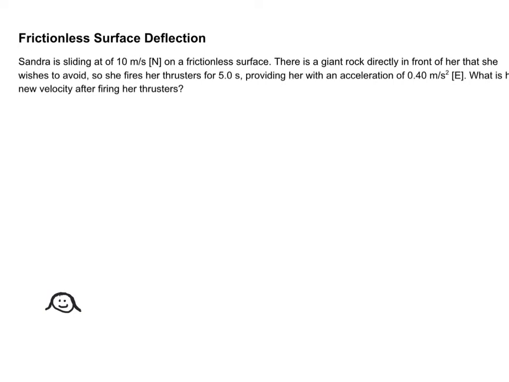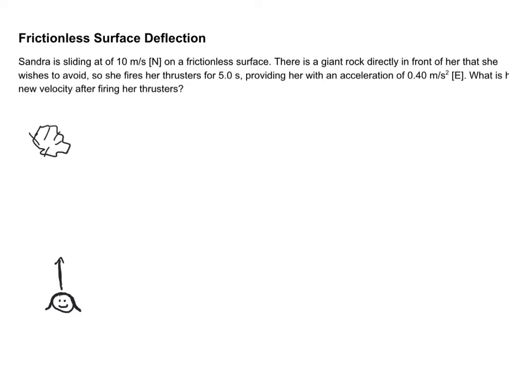All right, so I'm just going to draw a little sketch here. We got Sandra going north, directly north for a while at a constant velocity of 10 meters per second. But then she sees this big rock in front of her, a dangerous one, put some spikes on it. She doesn't want to hit that rock, so she's going to accelerate herself.